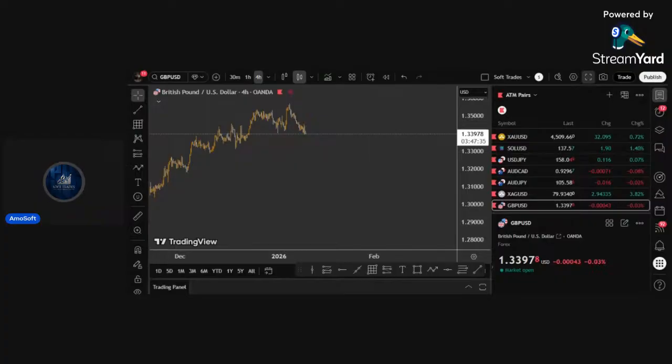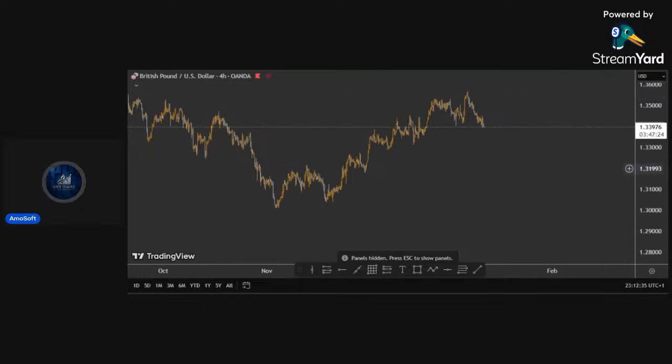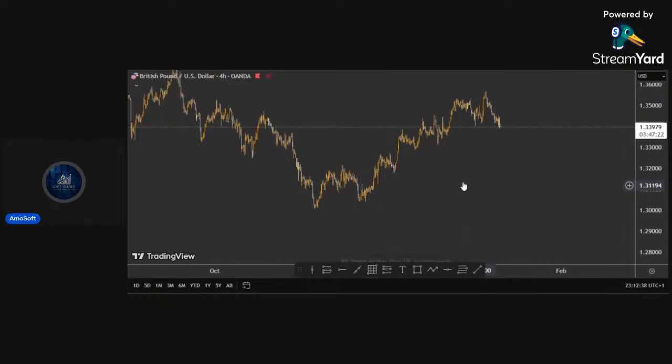Okay, guys. So basically, we are looking at a few pairs this week, right? And I'm going to first of all talk about what I trade mainly. I trade mainly gold, right? But I believe not everyone trades gold, right? There are other people who trade like currency pairs and stuff like that.